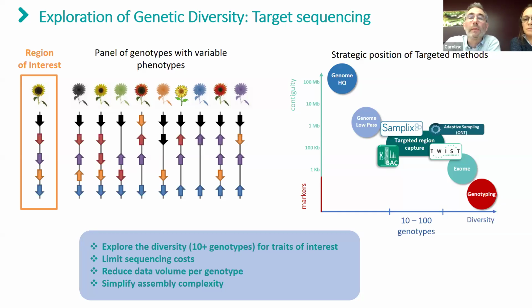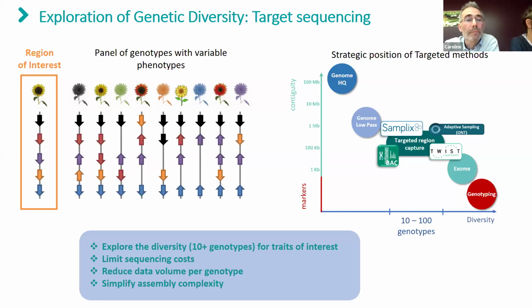Okay, we're in the middle between the high quality genome and the genotyping technologies. So we have tried different technologies like Simplex, adaptive sampling, and Twist, and I will talk more about it. It's not at this moment. It's not that you want one region of interest. You don't want 1 or 2,000, but you want between 10 and 100 or 200 genomic regions of interest from a panel of genotypes.